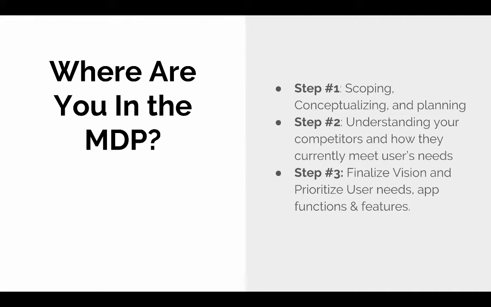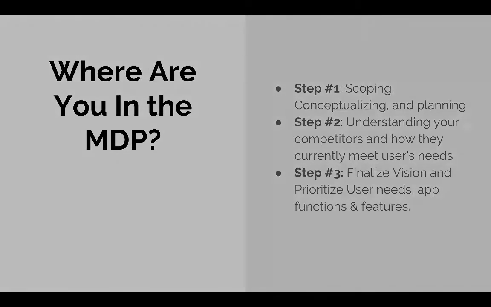Before we dive into usability testing, let's take a moment to reflect on where you are in the mobile design process. At this point in the process, each of you should have finalized your app context and created a phrase that describes the context of your app. In step number 2, you did some market research to understand your competitors and how user needs are currently being met. Finally, in step number 3, you've taken your context and transformed it into an app vision while also finalizing your user needs and functions and features you will design for.